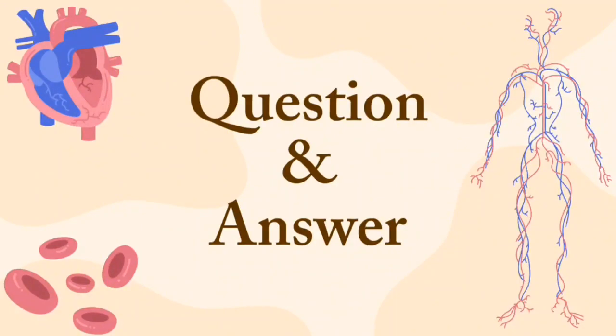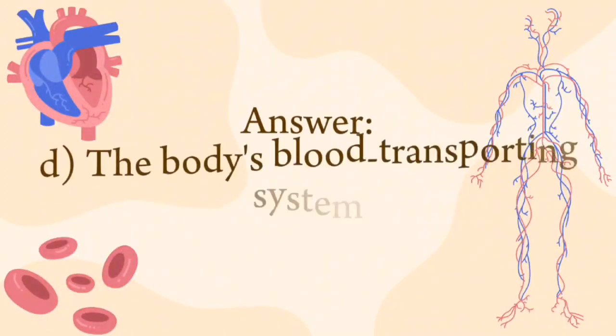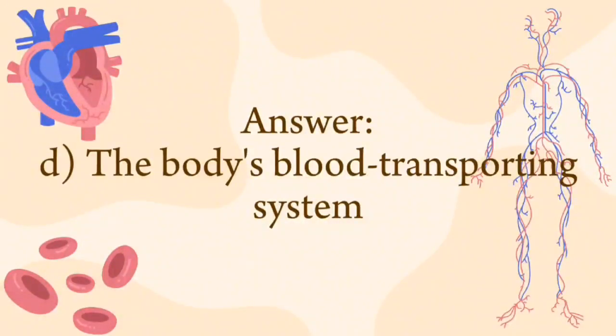Question and answer. 1. What is the circulatory system? A. The body's breathing system. B. The body's system of nerves. C. The body's food processing system. D. The body's blood transporting system. Answer. D. The body's blood transporting system.